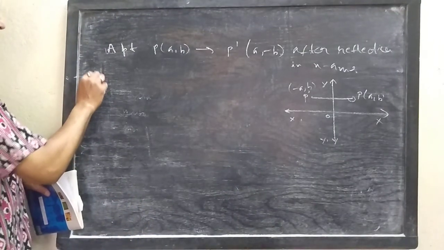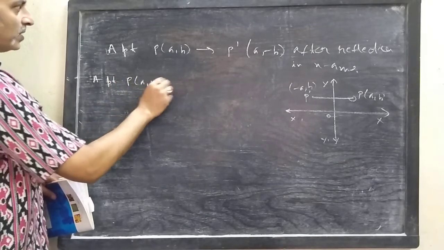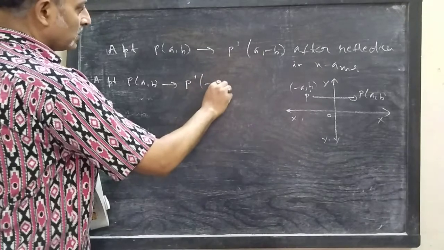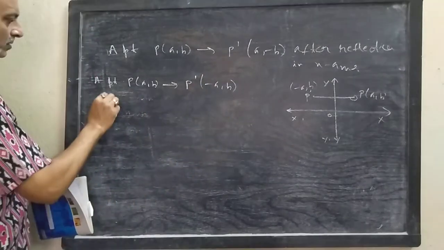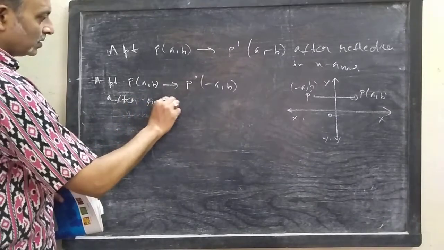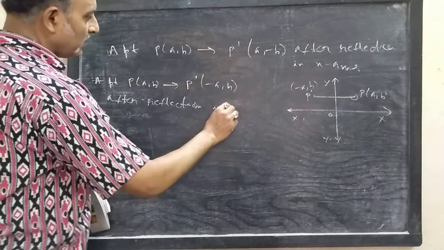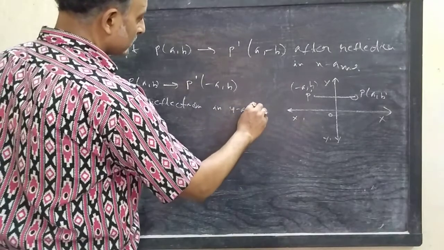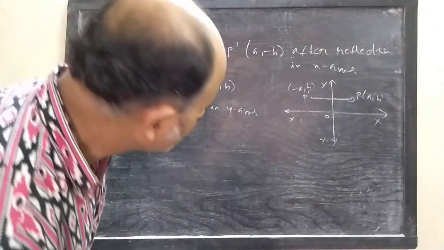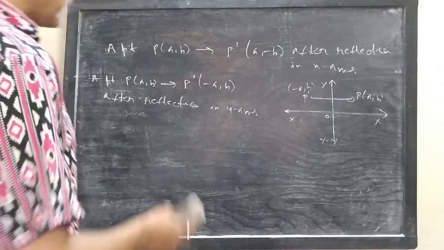A point P(a, b) becomes P dash (minus a, b) after reflection in the y-axis. Okay, so we have learned two things: one, reflection in the x-axis, and another, reflection in the y-axis.